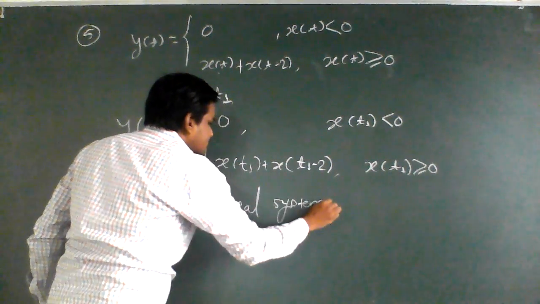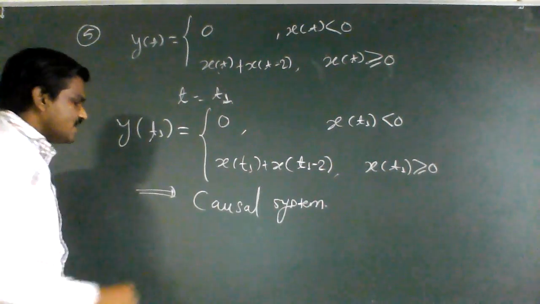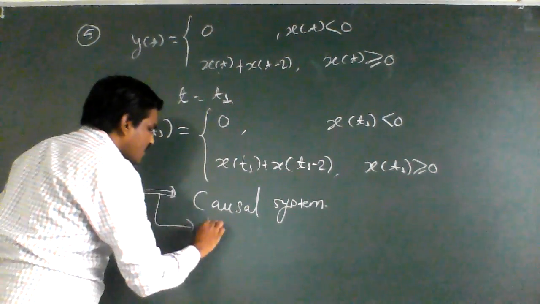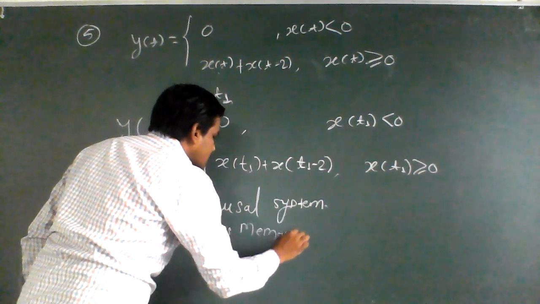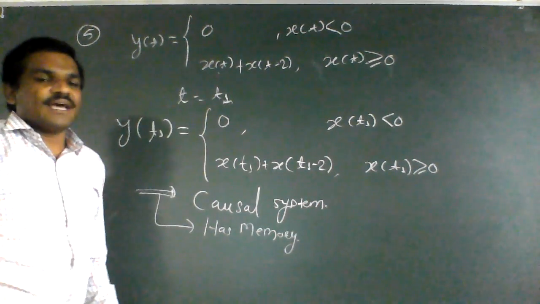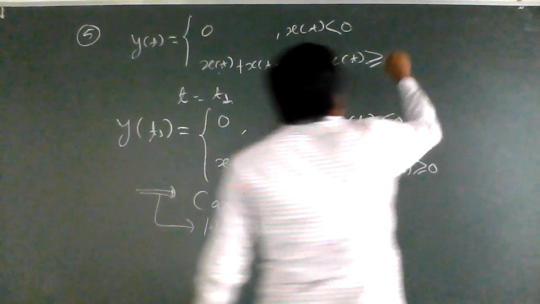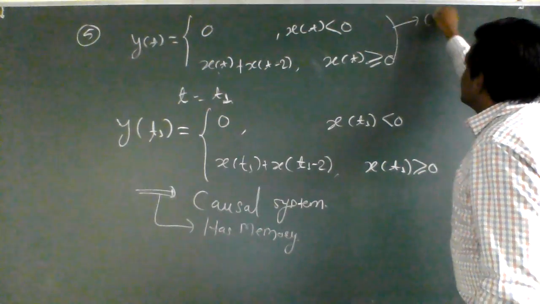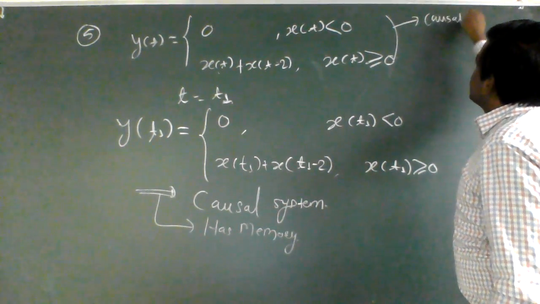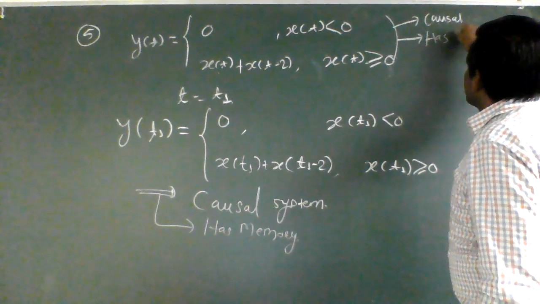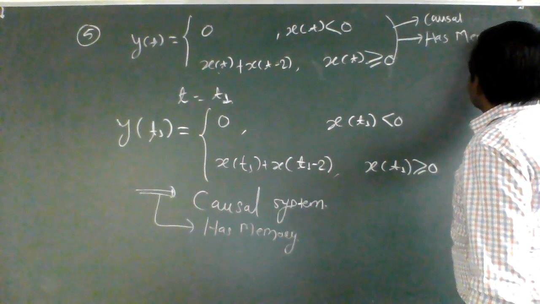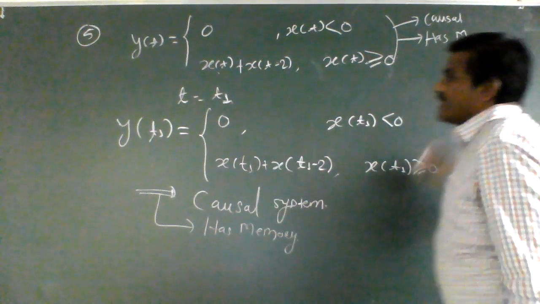This particular system is a causal system, and this particular system has memory. So I will write it here. This system is a causal system, okay, and this system has memory. The system has memory.